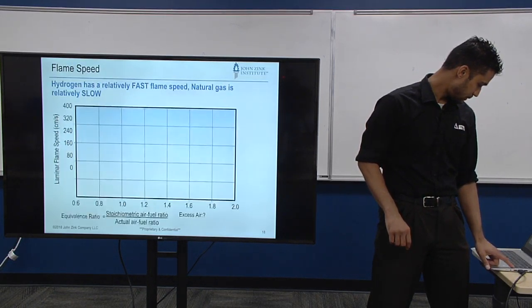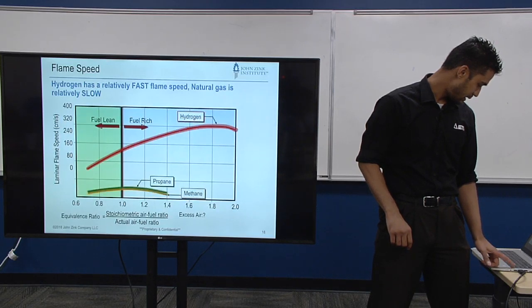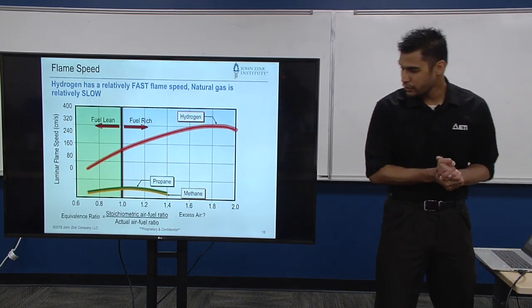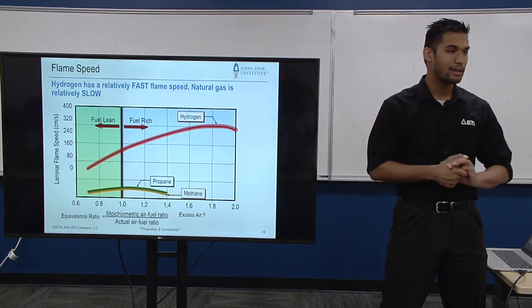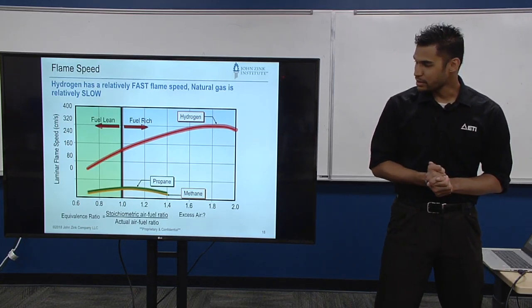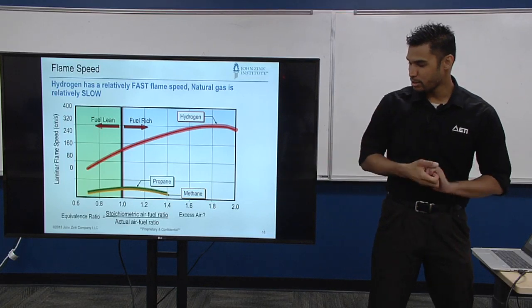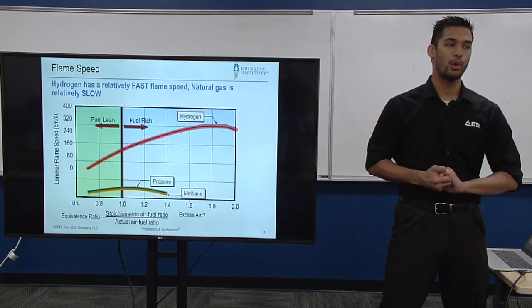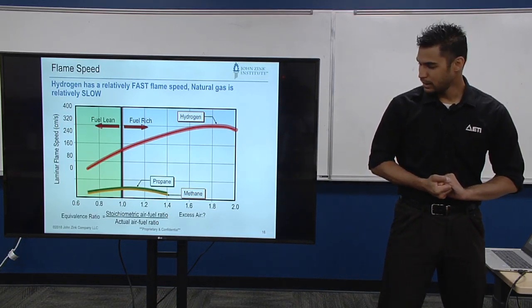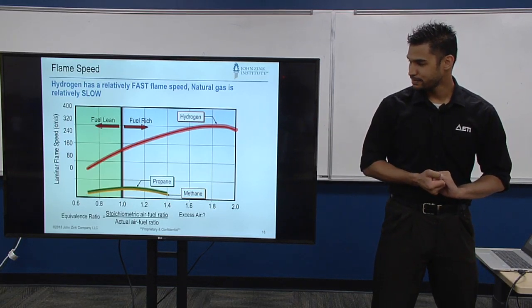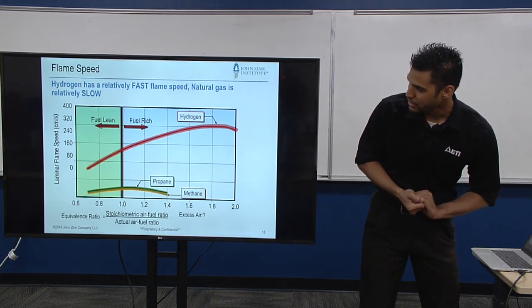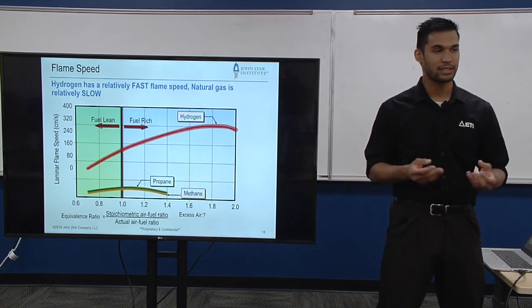Okay, so let's look at differences. Flame speed, hydrogen versus methane, propane, and other hydrocarbons. You can see that hydrocarbon flame speed is relatively low compared to hydrogen. Look at that. Look how much faster it is. This is laminar flame speed in centimeters per second.